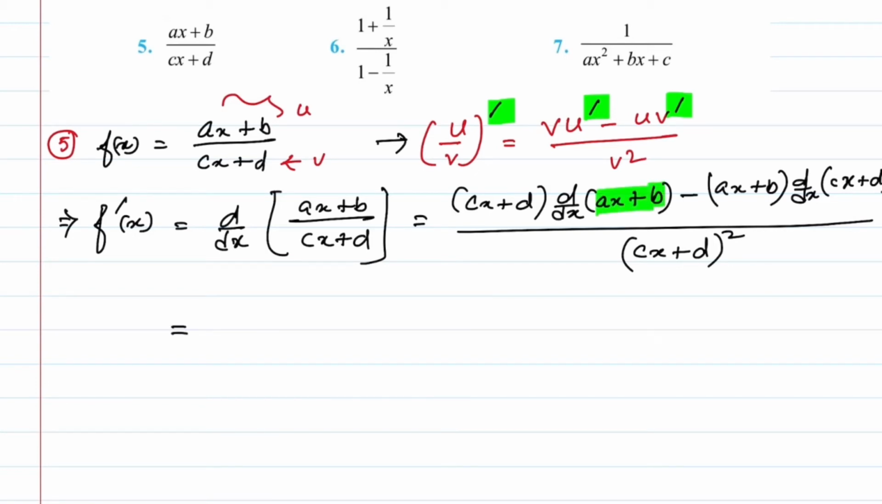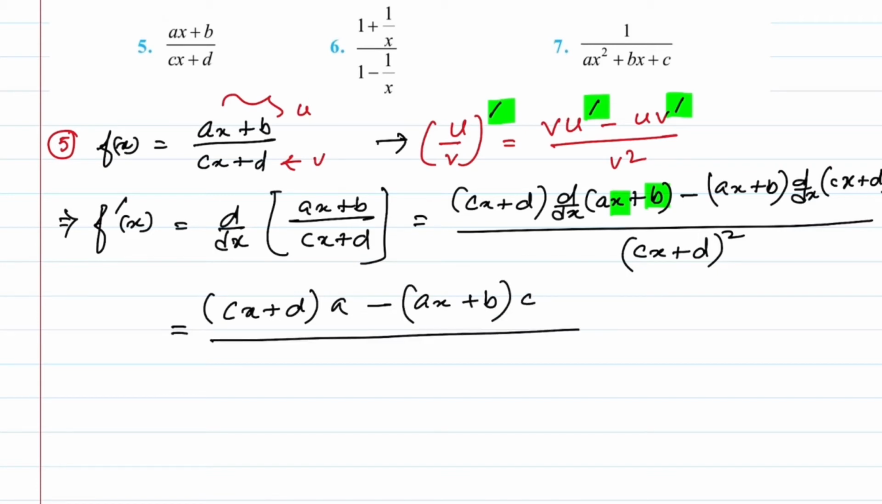So if you differentiate this, ax plus b, a is constant, the derivative of x is 1, and this is b, the derivative of b must be 0. So the derivative of the ax term will be a into 1, that is a. Now we can write (cx plus d) into a minus, and similarly the derivative of cx will be c into 1, c, and the derivative of d is 0, so from here we will get only c. So we can write (ax plus b) into c by (cx plus d) whole square.